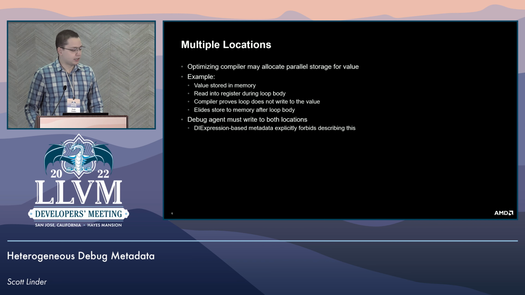Okay, so we have some grasp on how debug info works in LLVM today. So let's look at the first challenge that arises, namely the inability to describe a variable as being in more than one place at the same time. But how can this happen?